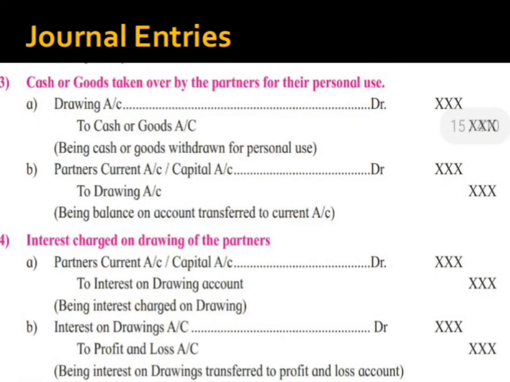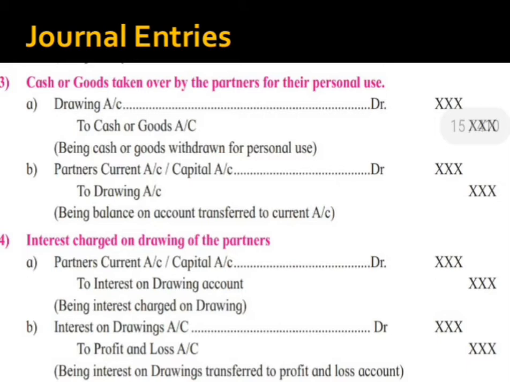Now, cash or goods taken over by the partners for their personal use. Drawings account debit to cash or goods account, being cash or goods withdrawn for personal use. Then partner's current account or capital account debit to drawings account, being balance on drawings account transferred to current account.